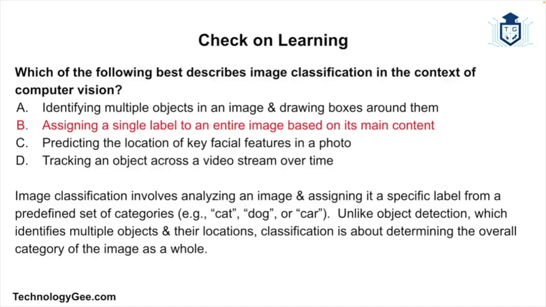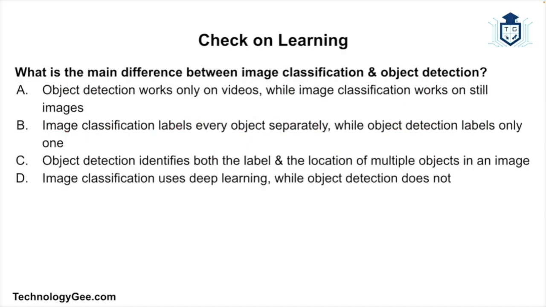Image classification involves analyzing an image and assigning it to a specific label from a predefined set of categories. Unlike object detection, which can identify multiple objects and their locations, classification is about determining the overall category of the image as a whole. Next question.